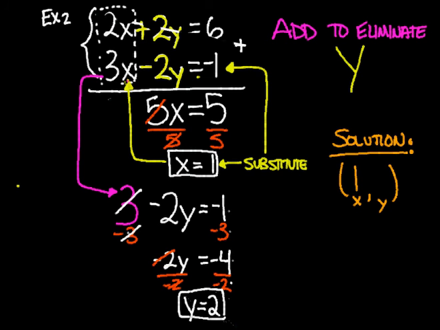So over here in our solution, we got y equals 2. If I put a 1 into either one of these functions, the y has to be a 2. If I go into this first one, 2 times 1 is 2, plus 2 times 2 is 4. I get 6. Yay. And if I put it in here, 3 times 1 is 3, minus 2 times 2 is 4. 3 minus 4 is -1. Yay, also true. So that's the solution for both of them.